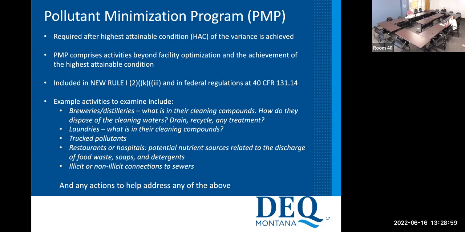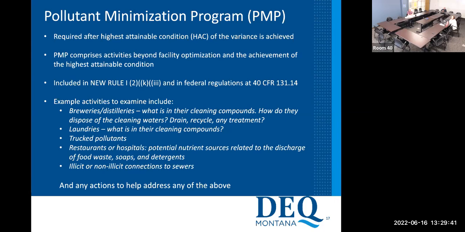But once it's achieved, the pollutant minimization program comprises activities that are basically beyond facility optimization and beyond the basic achievement of the highest attainable condition. It's included in the new rule at the citation shown there. And as I said, it's been in the federal regulations for quite a number of years already, at 40 CFR 131.14. So what do these PMPs look like? This is something we have not had a lot of experience working with yet, but there are a number of examples of things that are considered to fall under it.